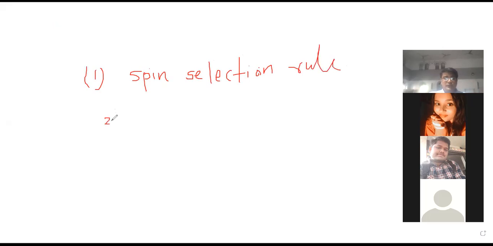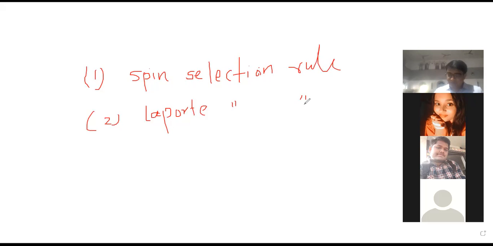And second is Laporte selection rule. Okay, so the intensities of the bands in the electronic spectra are governed by certain selection rules. Number one is spin selection rule. Number two is Laporte selection rule.